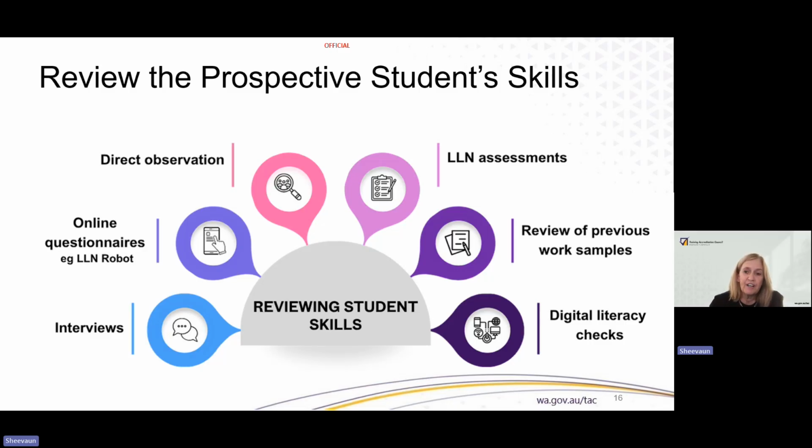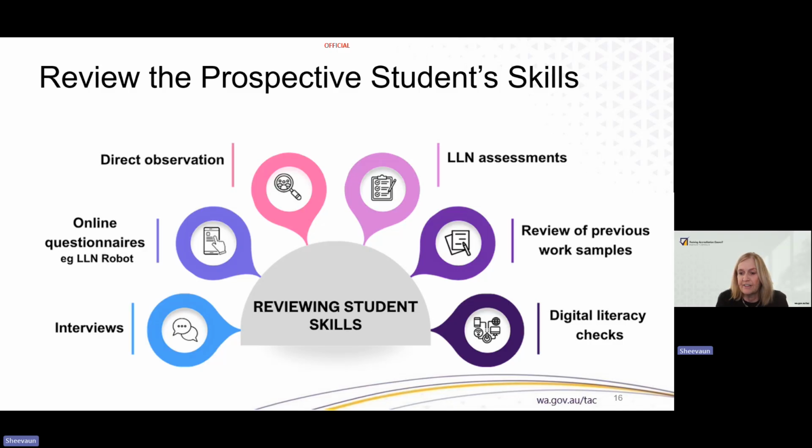So for the procedure that you're going to develop, I've identified here on the screen 6 different ways in which you can review a potential student's skills. Not all of them necessarily need to be formal. They possibly have to be recorded so that you have some record of it, but they don't all need to be formal. So things like interviews with students. I know that RTOs that have started to think about this have been developing new pre-enrolment interview sheets to discuss with students, asking questions around skills and competencies. You've also got online questionnaires, and we're all used to things like the LLM robot now. That's a useful tool if you want to use it.